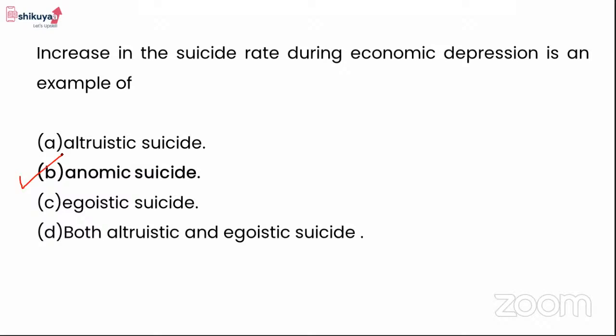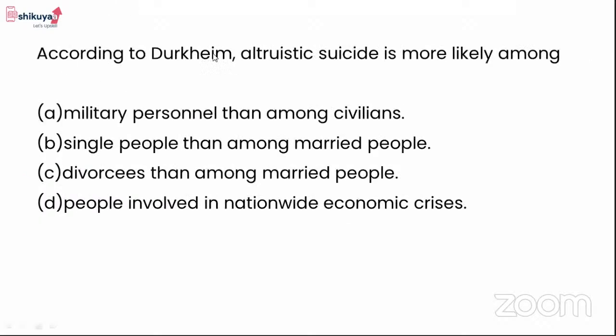Anuj, it's B. Egoistic is not it. Egoistic is one who is really alone, not socialized, very away from family. Anomic would be because of economic depression. Okay, Anuj, I guess you understood this. Well, let us try the next question. According to Durkheim, altruistic suicide is more likely among whom?